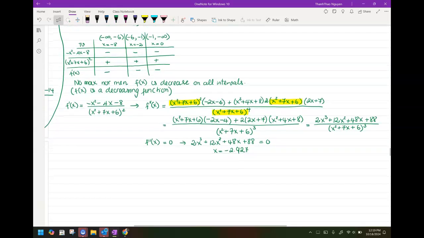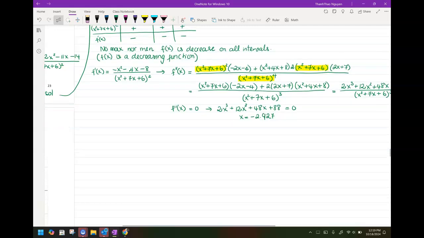Now that we have the inflection point and we have the critical values from the previous step, we can set up the table for the second derivative test to see where the graph is concave up and concave down and the inflection point. Okay. So I create the table of intervals: negative infinity to negative 6, negative 6 to negative 2.927, negative 2.927 to negative 1, negative 1 to infinity. Okay. And we use test values.